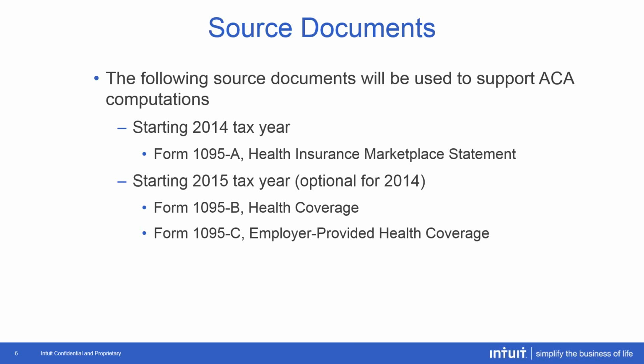The following source documents will be used to support the ACA computations. You can view them like a W-2 or a 1099, where you get information and it helps you prepare the return. And the IRS gets a copy of those documents as well. So beginning in 2014, you'll see a new 1095-A, which is issued by the Health Insurance Marketplace. And then beginning in 2015, but you may see some of these in 2014 since they're optional, 1095-B health coverage statement. And finally, a 1095-C employer-provided health coverage statement.